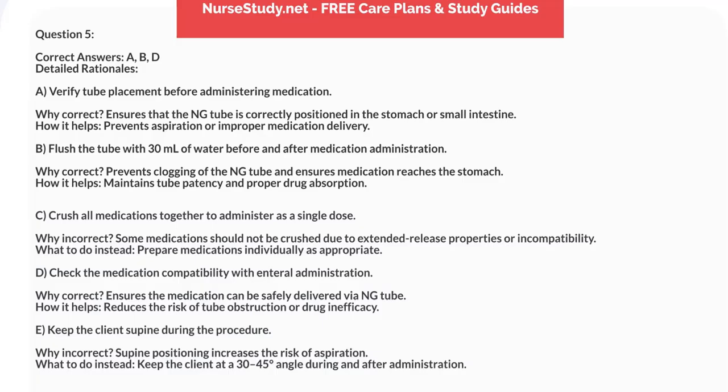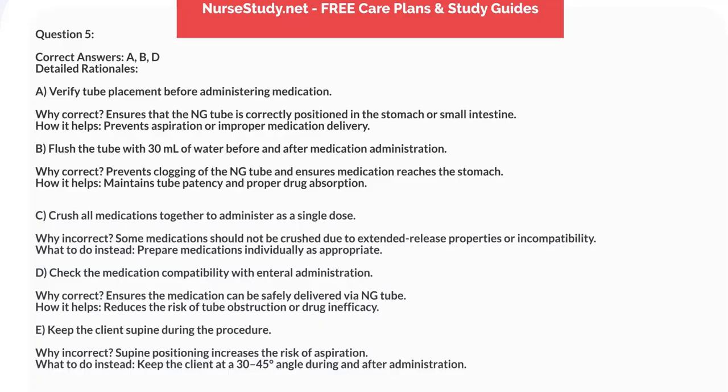Detailed rationales. A. Verify tube placement before administering medication. Why correct? Ensures that the NG tube is correctly positioned in the stomach or small intestine. How it helps: prevents aspiration or improper medication delivery. B. Flush the tube with 30 milliliters of water before and after medication administration. Why correct? Prevents clogging of the NG tube and ensures medication reaches the stomach. How it helps: maintains tube patency and proper drug absorption.